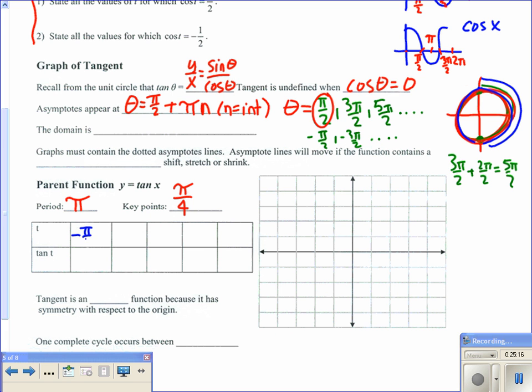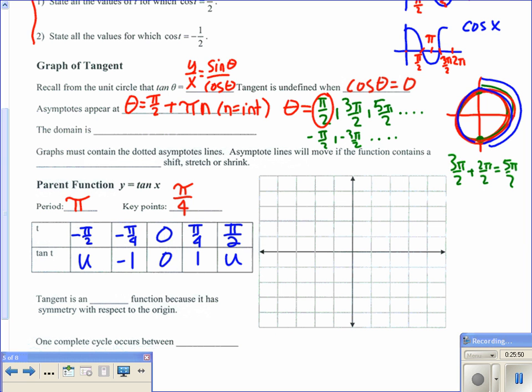So I have negative pi over 2, and if I put 0 in the middle, plus pi over 4 would give me negative pi over 4, plus pi over 4 is 0, plus pi over 4 would be pi over 4, and then plus another pi over 4 would be 2 pi over 4 or pi over 2. So these are the values I'm going to use. At negative pi over 2 we're undefined for tangent. The tangent of negative pi over 4 is negative 1. The tangent of 0 is 0. Tangent of pi over 4 is 1. And the tangent of pi over 2 is undefined.